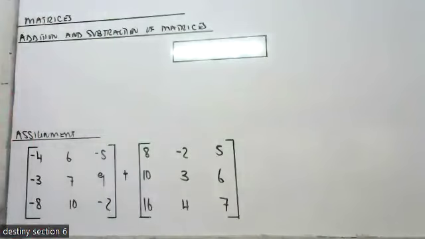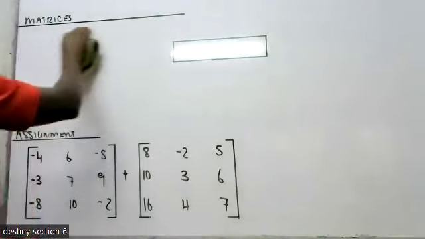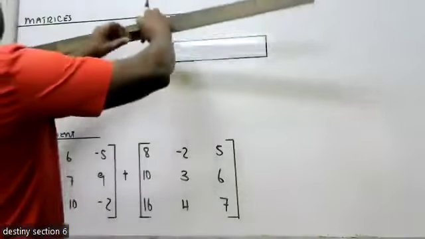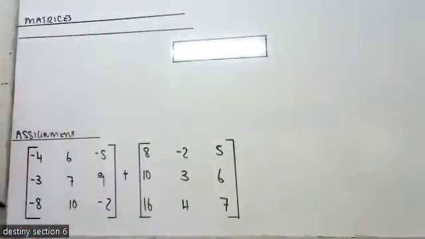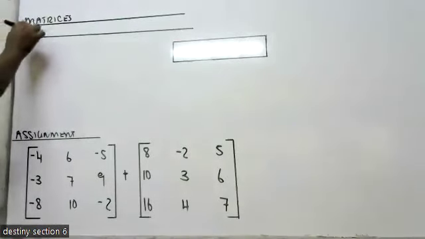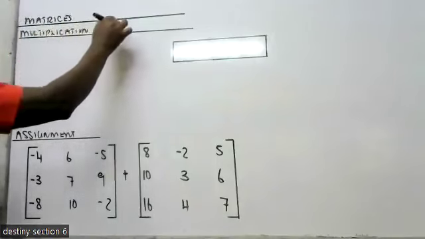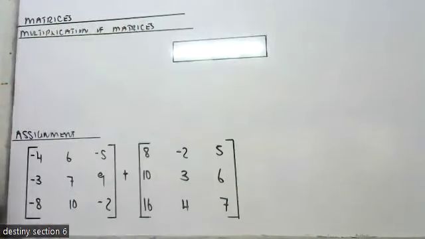So leave a small space that you shall use to do that. After you have done that, let us go to the next operation, which is called multiplication of matrices.